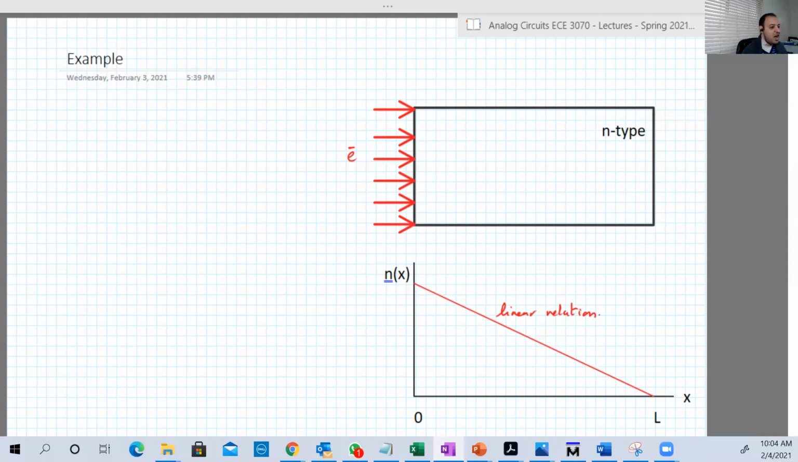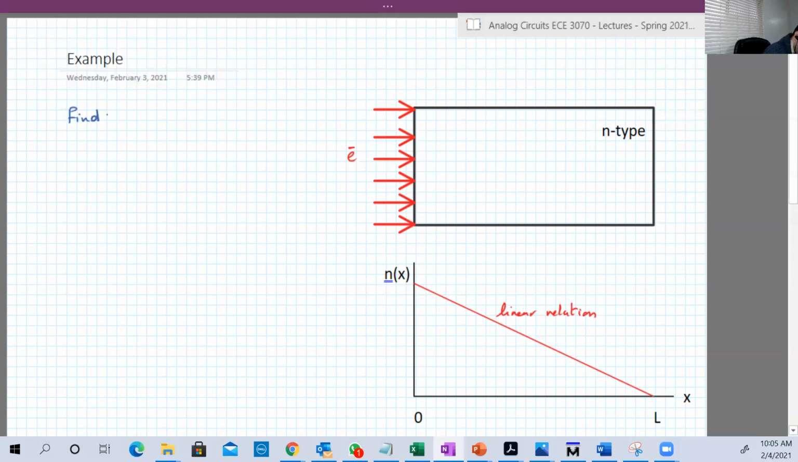Okay, so find Gn and sketch it from 0 to L. This is 0 and this is L. Okay, we know that Gn, this is the solution, Gn is equal to Q dn of x by dx. We need to know dn of x by dx.